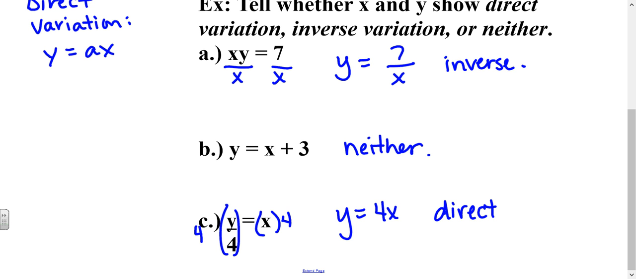So to tell what type of variation it has, you're going to look at the equation. You're going to see if the numbers are multiplied together or divided by each other.